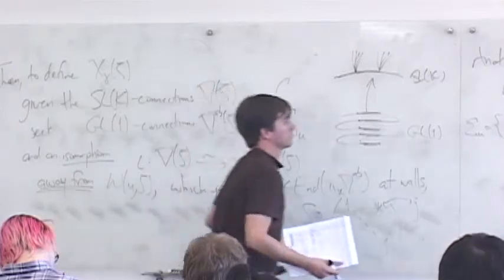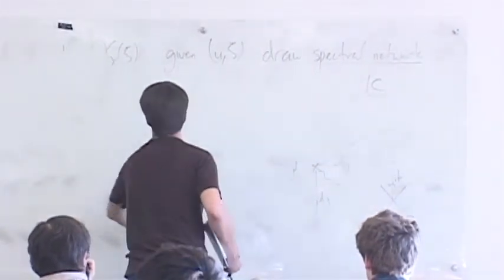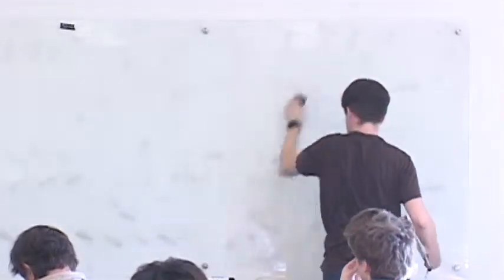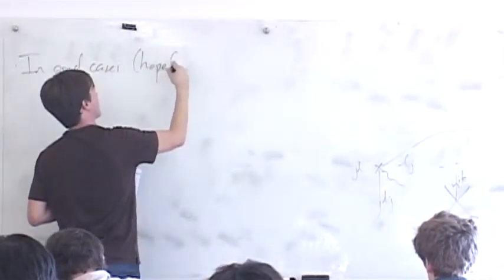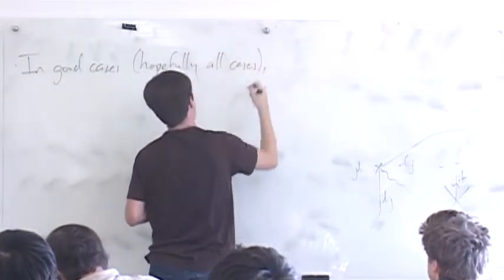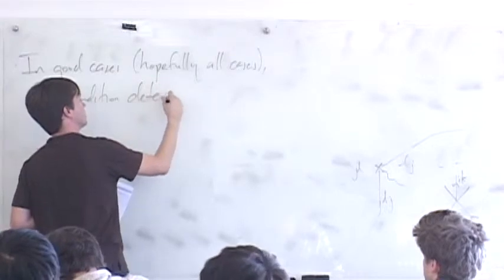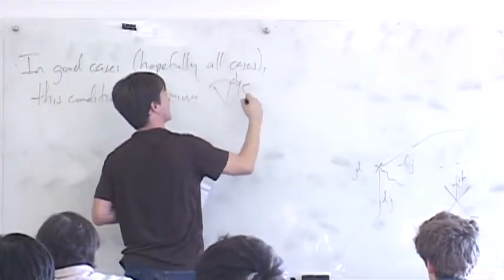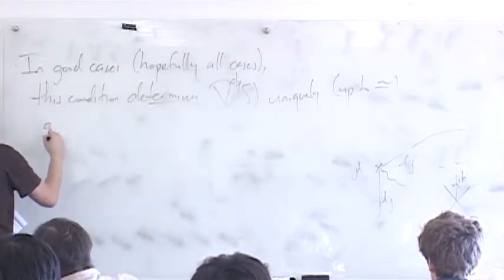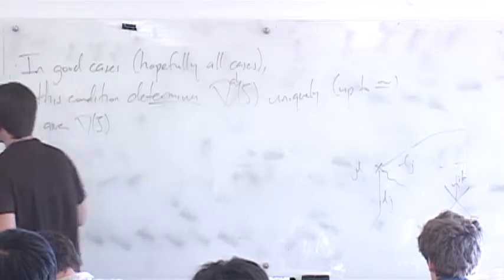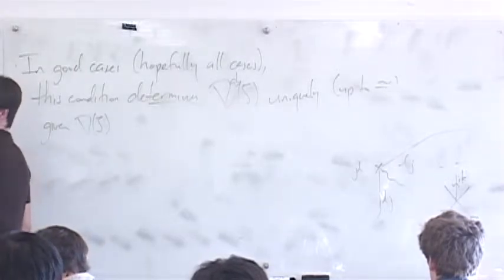So now here's the story. In good cases, hopefully all cases, this condition is enough to determine this abelian connection upstairs uniquely, or uniquely up to isomorphism, given nabla zeta. In other words, given this connection here, there's exactly one way of rewriting it in terms of a GL1 connection on the cover. That's the abelianization of flat connections.